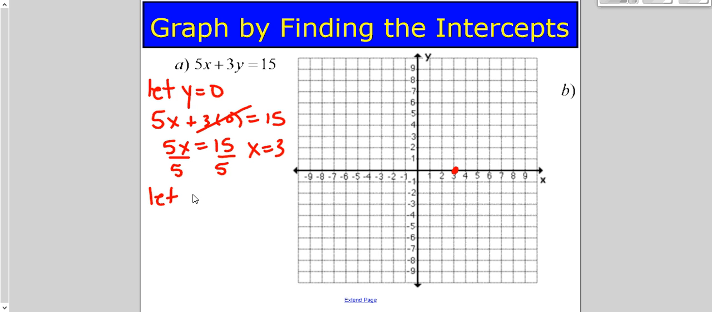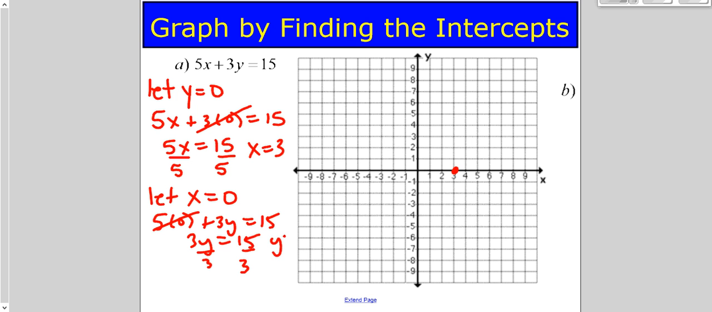To figure out my y-intercept, I'm going to let x be equal to 0. So I'm going to do the opposite. And wherever there's an x, I'm going to put a 0. Again, this works out really nice because it takes away that term, leaving me with 3y equals 15. Divide by 3, divide by 3, and y equals 5. So y equals 5 is right here. And then I can draw a line that cuts through those 2 points. Okay.